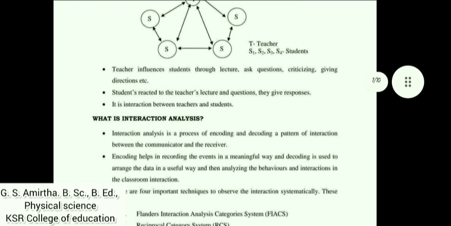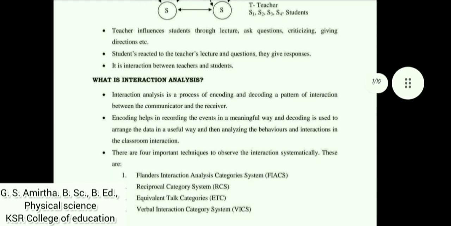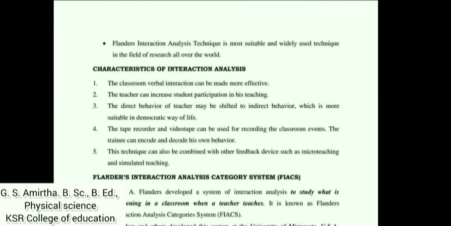There are four important techniques to observe the interaction systematically. These are Flanders interaction analysis category system, reciprocal category system, equivalent talk categories, and verbal interaction category system. Among the four, Flanders interaction analysis is more suitable nowadays because it is used in the field of research all over the world.